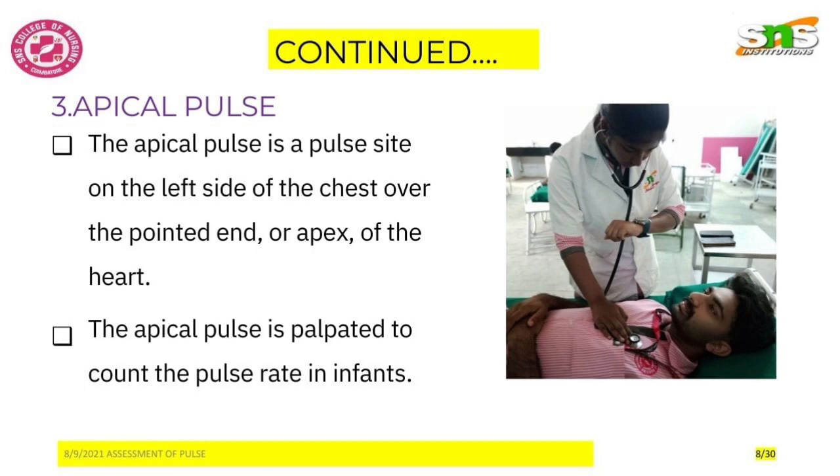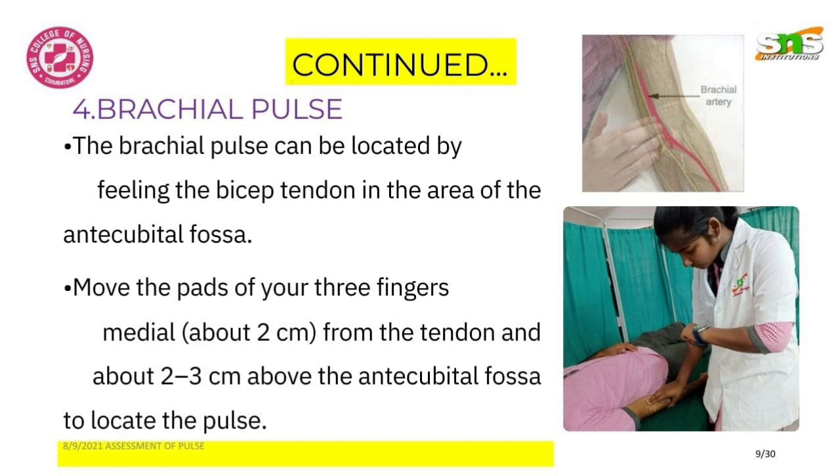Apical pulse. The apical pulse is a pulse site on the left side of the chest over the pointed end or apex of the heart. The apical pulse is palpated to count the pulse rate in infants. Brachial pulse. The brachial pulse can be located by feeling the bicep tendon in the area of the antecubital fossa. Move the pads of your three fingers medial from the tendon and about 2 to 3 cm above the antecubital fossa to locate the pulse.